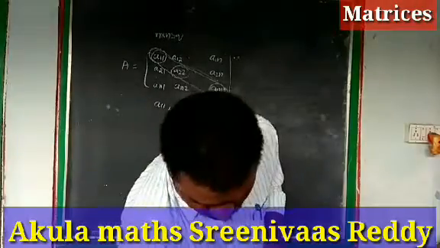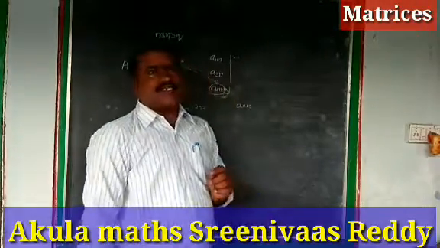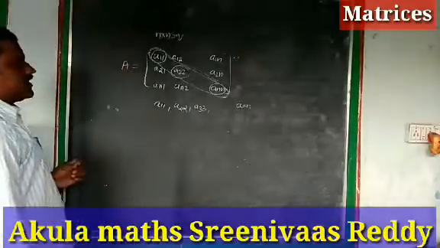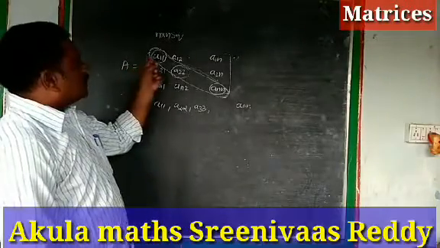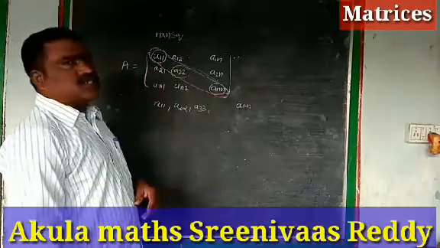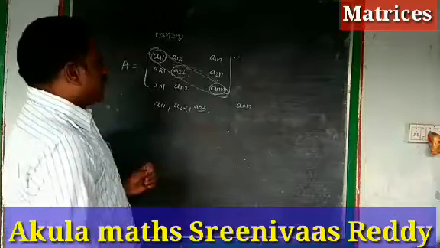Next, trace of a matrix. Trace of a matrix means the sum of the principal diagonal elements is called the trace of a matrix.